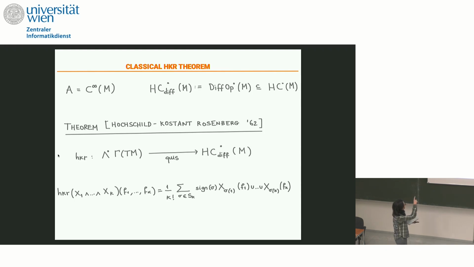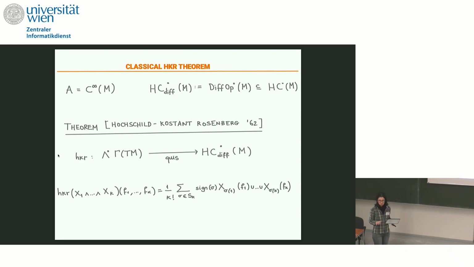First, I cited the original paper, Hochschild-Kostant-Rosenberg in '62. This was actually done not in differential geometry, but in algebraic geometry, so in a completely different setting. But then there were subsequent works that proved this differential geometry version of the theorem. The point is that all the proofs I could find of this theorem had some drawbacks.